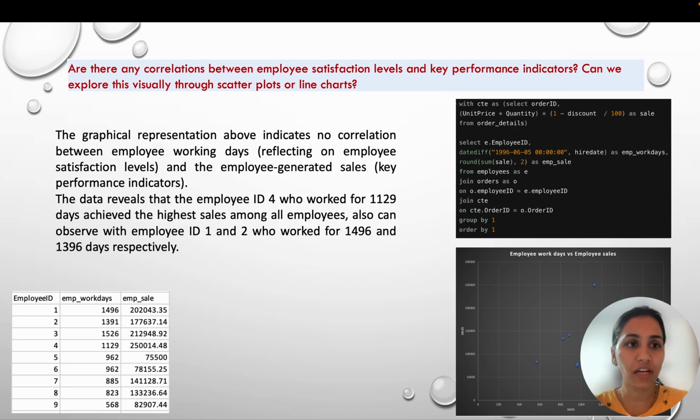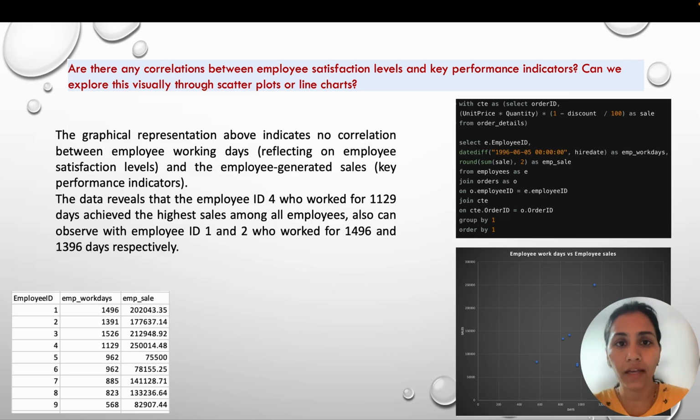Now the next question is, is there any correlation between employee satisfaction level and key performance indicator? Can we explore this visually through a scatter plot or line chart? So for the employee satisfaction level, it is how many days he's been working in this company, and the key performance indicator is how much revenue is generated under that employee.